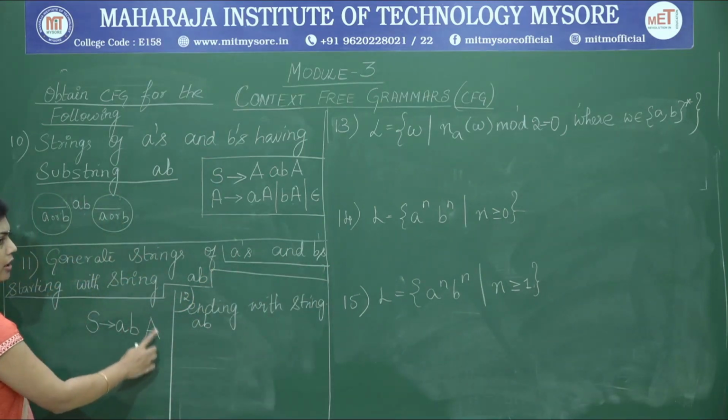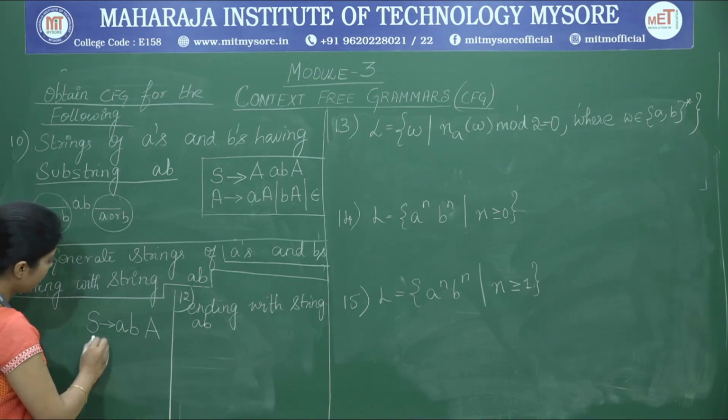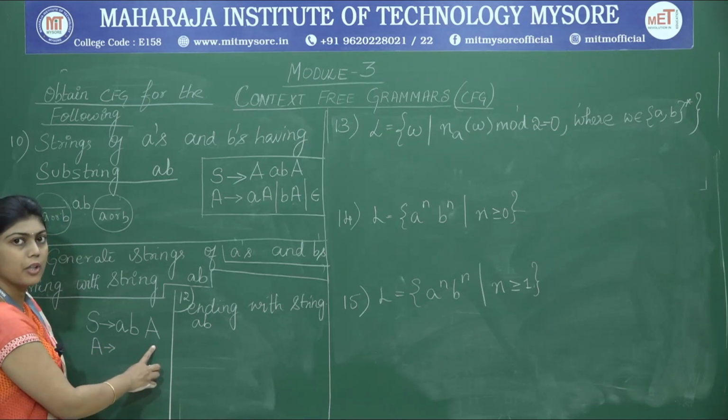So therefore we write a variable there because a particular symbol is not defined. So what can be substituted for this A? What can be generated in place of A?